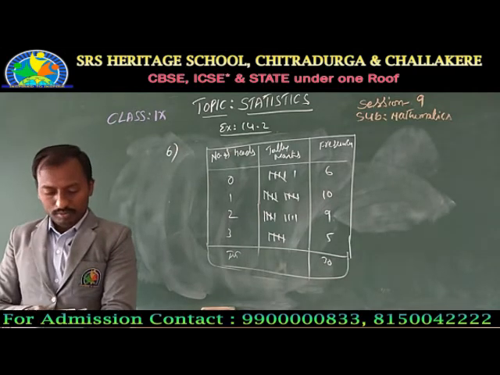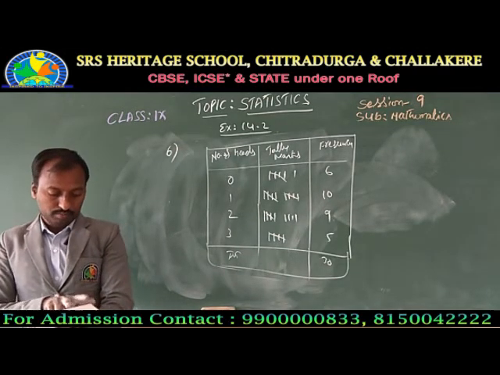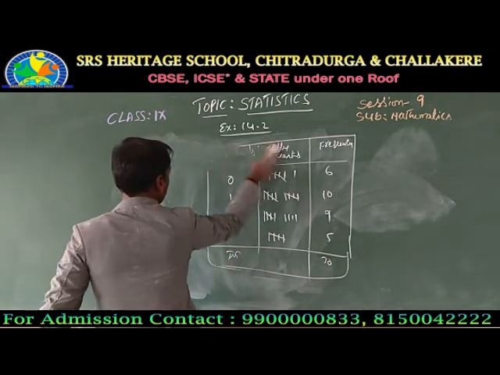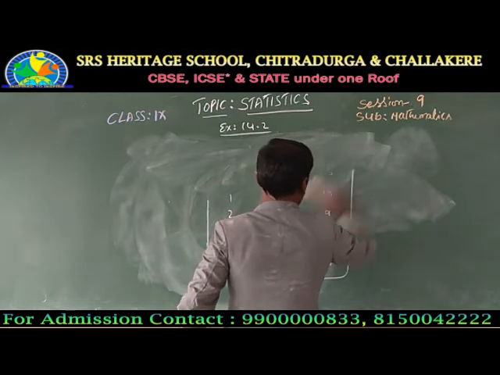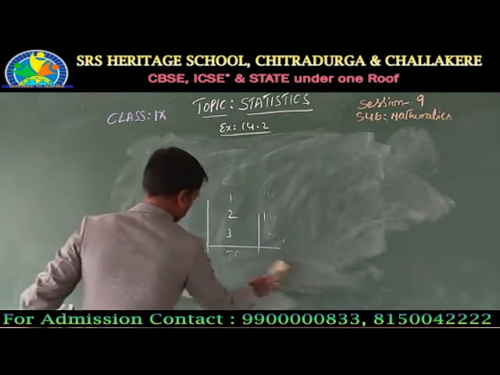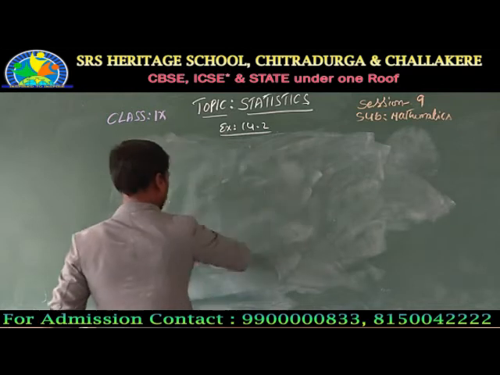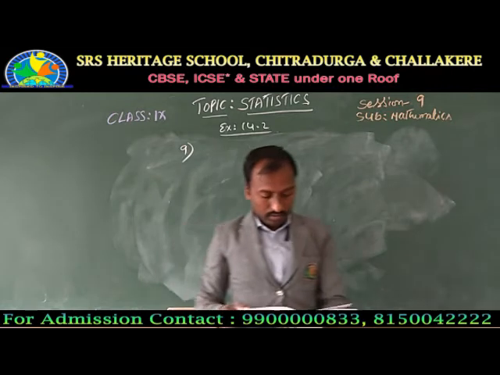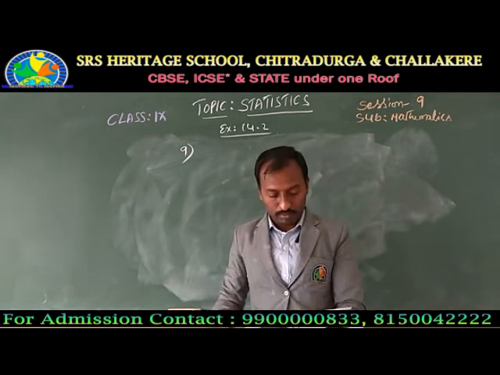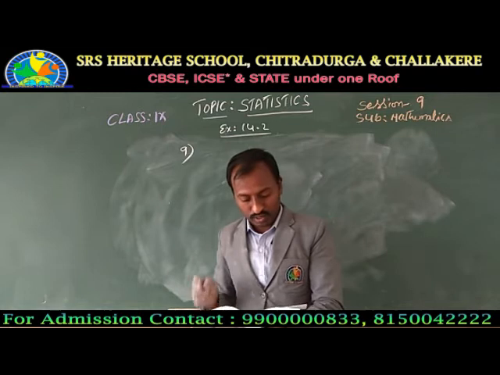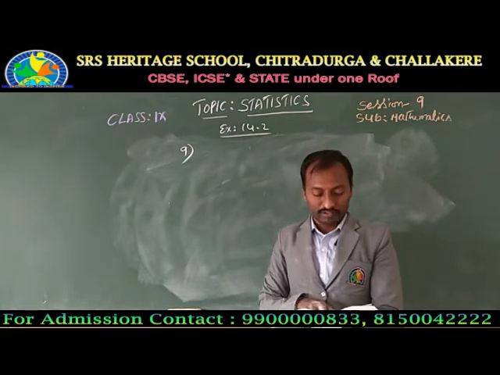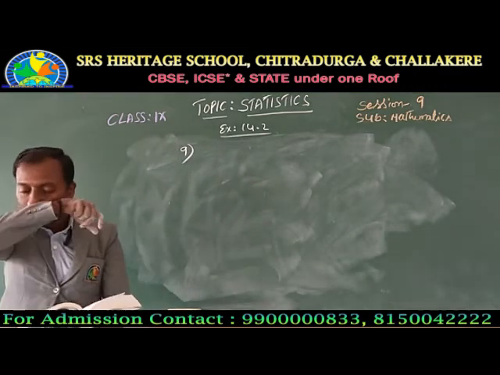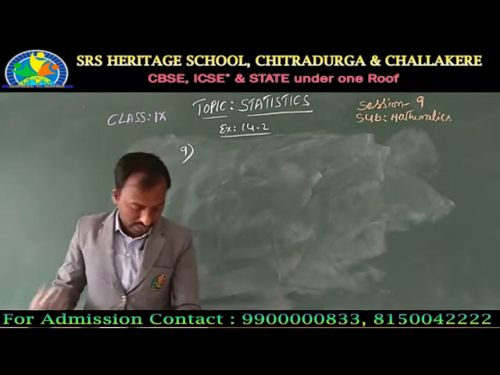Next, let me discuss one more problem. Problem number 9. The lives means the life in years, the number of years as given, of 40 such batteries recorded as follows. Very clearly they have given the years: 2.6 years, 3 years, 3.7 years, 3.2 years. That means years, which indicates the number of years.